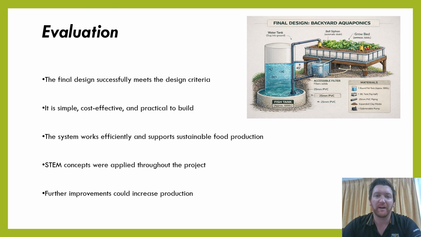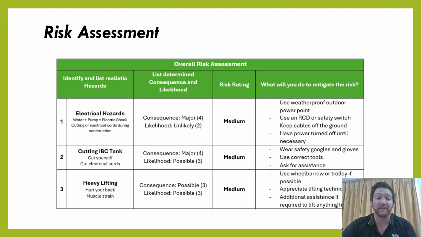Sustainability was a big part of the design. The system reuses water in a closed loop, reducing waste and supporting sustainable food production. Using existing materials also reduces environmental impact. Overall, the final design is functional, efficient, and sustainable. It meets the design criteria and client needs, with a possible improvement being the addition of more grow beds to increase production. Here is my risk assessment.